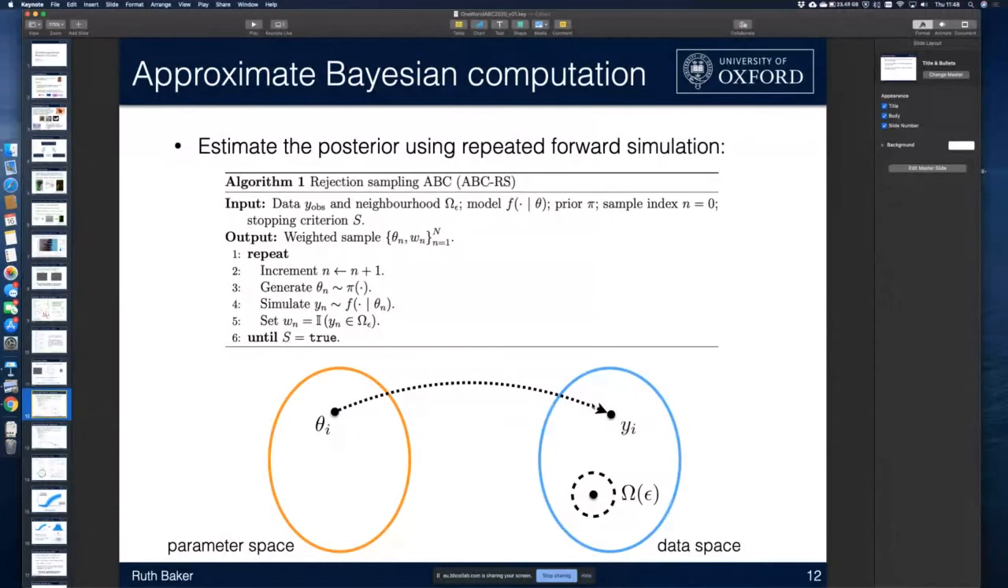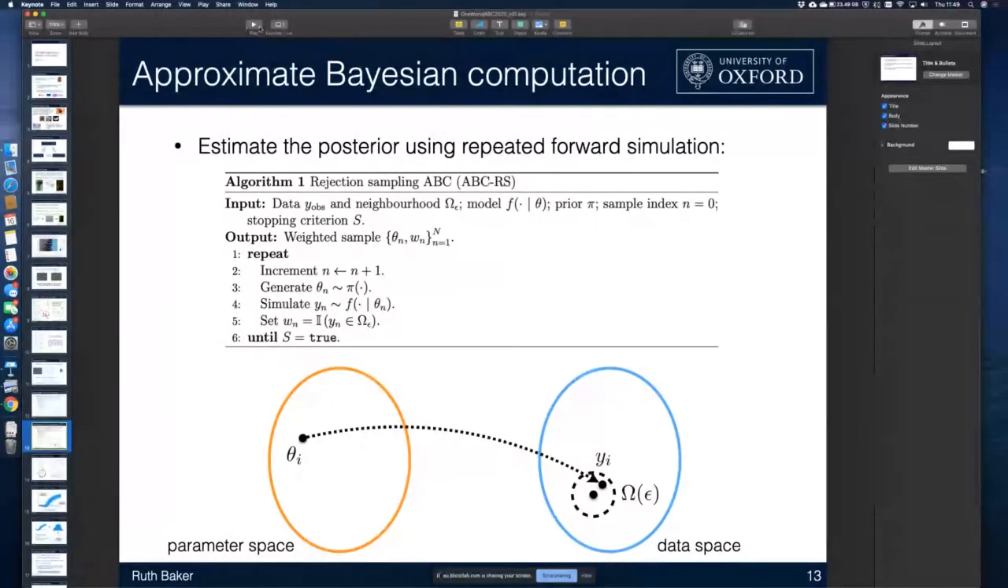In the example I've shown on this slide, when I sample theta and simulate to get Y in the data space, the simulation output is too far away from the data, so I set the weight to be 0. But if I choose a different parameter value, I would simulate and get an output that was much closer to the data, and I would assign a weight of 1 to that parameter value.